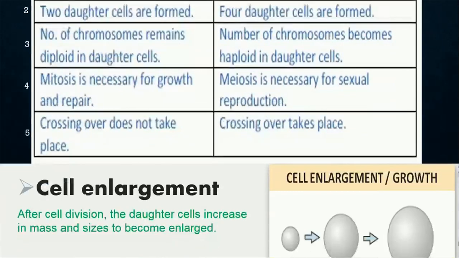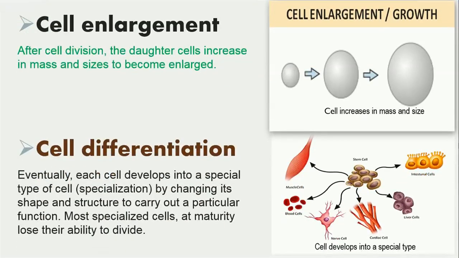So let's move on. We'll continue from looking at the basis of growth. We started by looking at cell division. So the second one is cell enlargement. After the cell has divided, the next thing is for the cell to increase in size. So after cell division, the daughter cells increase in mass and size in order to become big or enlarged, and this you can see in the image opposite.